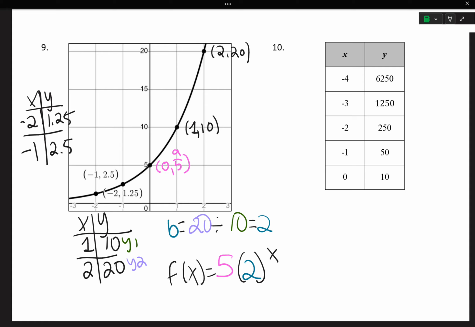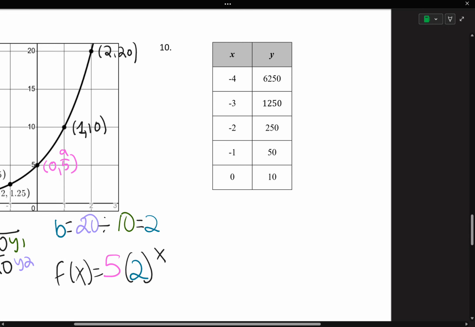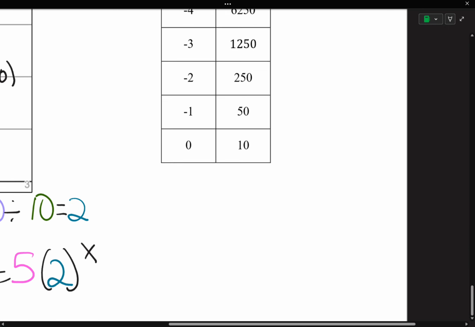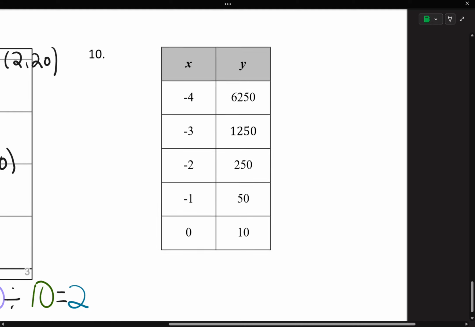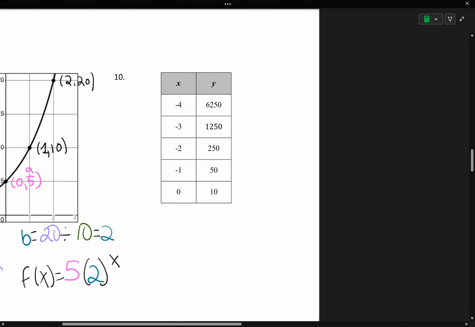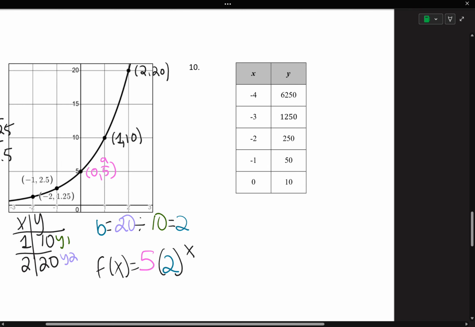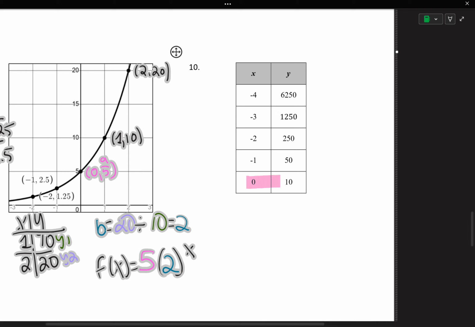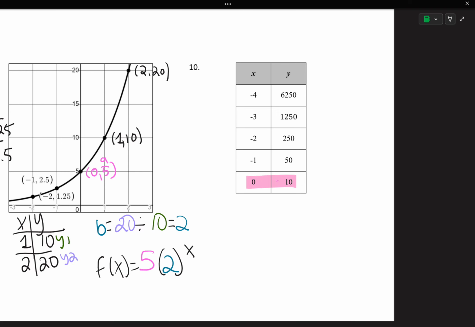All right, last one here, number 10. First, whoops, I zoomed in way too fast. I hope I didn't make you dizzy. First, let's take a look at the y-intercept. Here it is. That's our a.